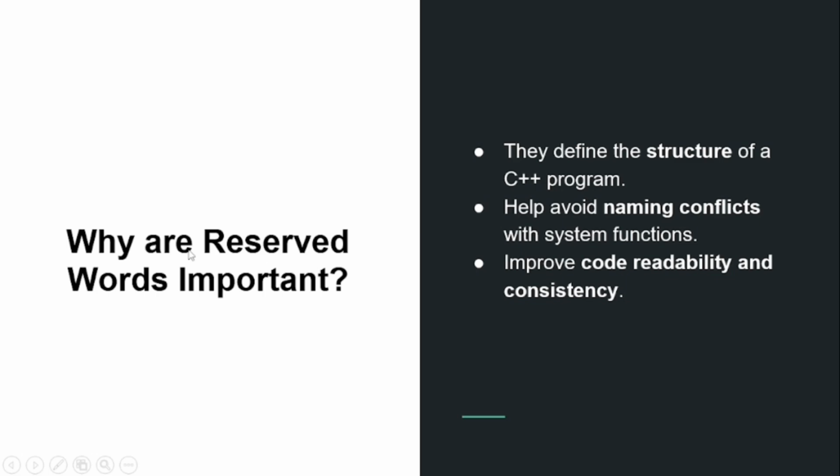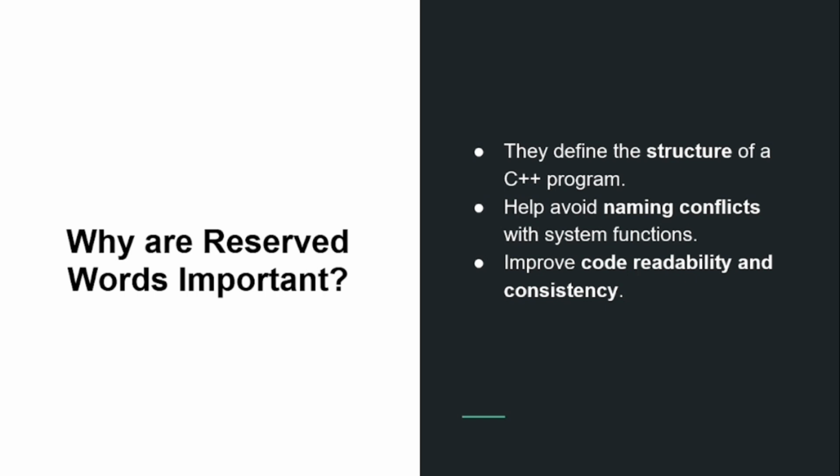And now we are going to learn why reserved words are important. They define the structure of C++. In the structure of a C++ program, we cannot do any task without reserved words. Reserved words are very important, so we have to learn why we use them. Without reserved words, we cannot write the whole code, and we cannot perform any type of programming.